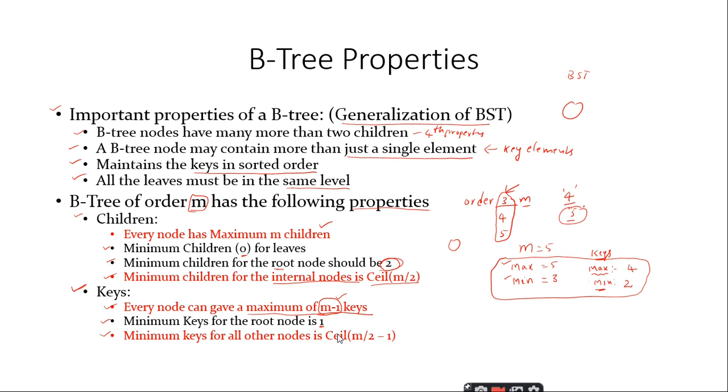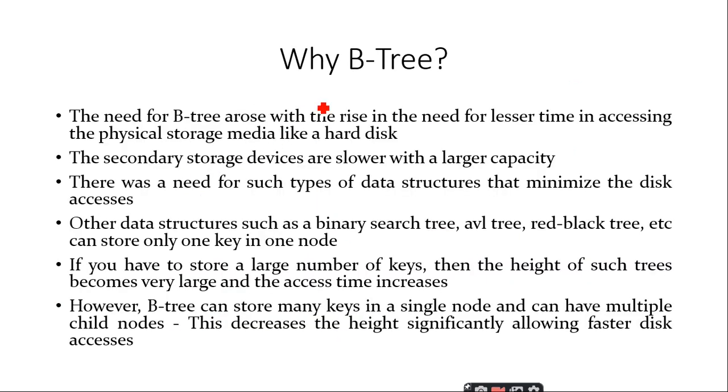Yes, sir. Clear, sir. So now we will discuss why these B trees are needed. As I told, B trees are among the most important tree data structures, where when you store the information in the B tree data structure, you are able to get lesser access time, right? If you look at this first point, the need for the B tree arose with the rise in the need for lesser time in accessing physical storage media like the hard disk.